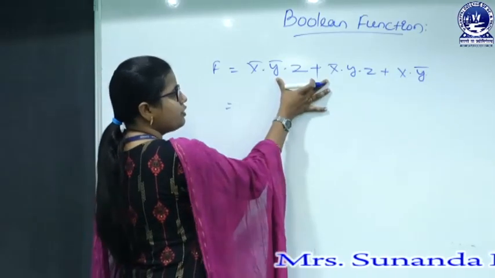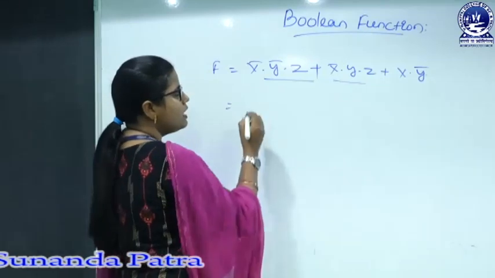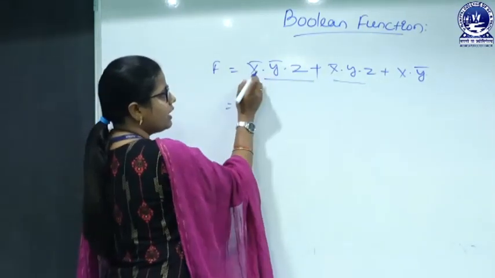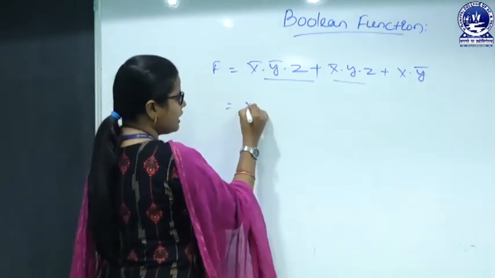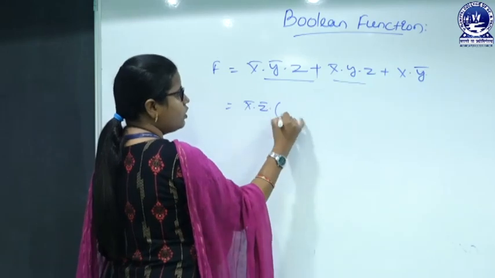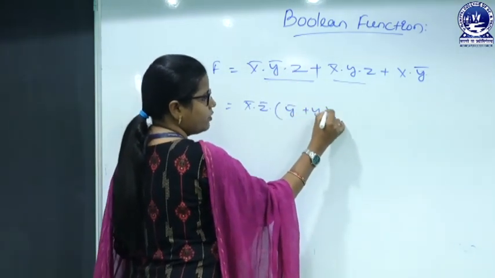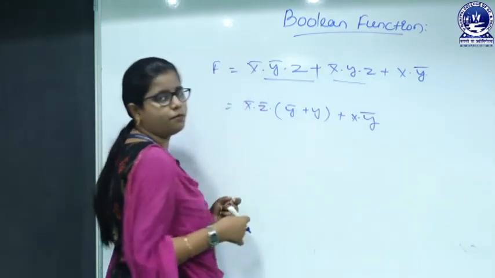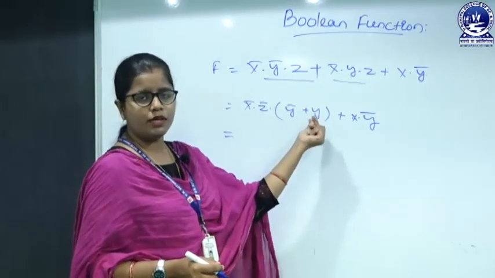From the distributive law, if we apply it to the first two terms, we can take the common factor x complement z. So let's take the common: x complement dot z dot, this is equal to what? y complement plus y. And plus here we have x into y complement. So again we have y complement plus y.